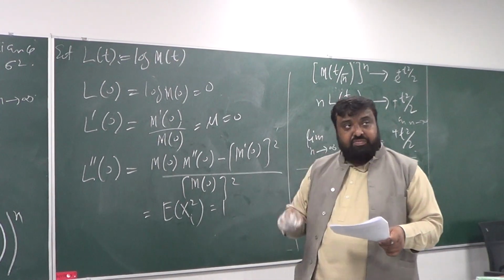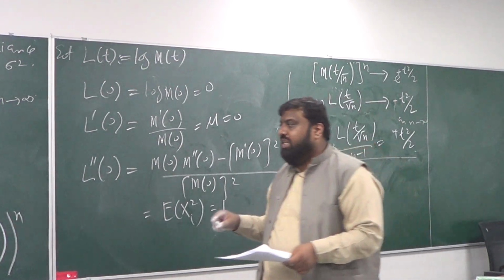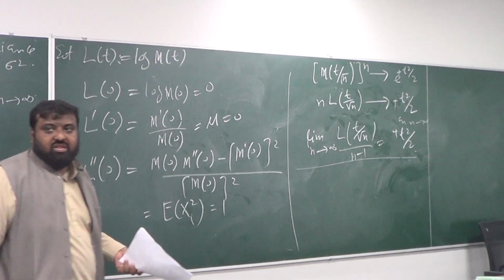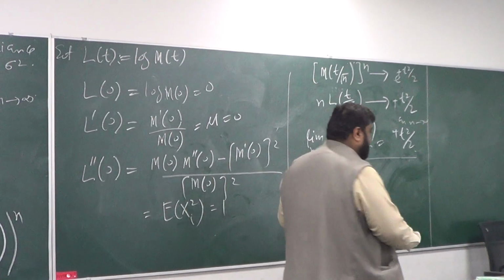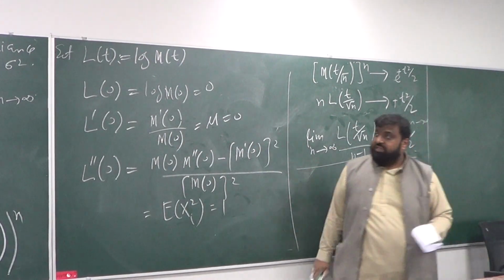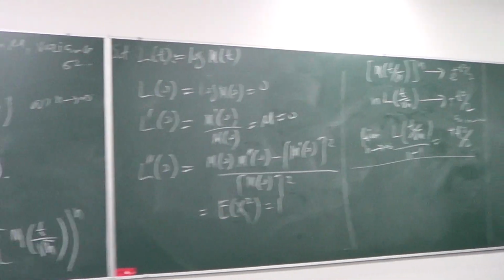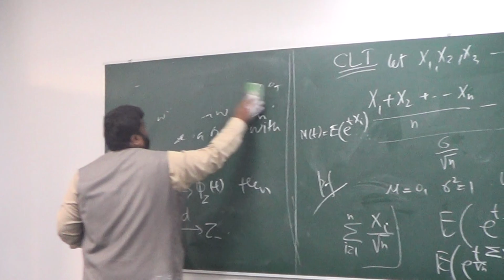Only 5 minutes left. What if the mu is not 0 and sigma square is not 1? Normalize it. Just normalize it. That's what we can do. Let me just quickly give you a hint. You will see that the result will follow from the same theorem.